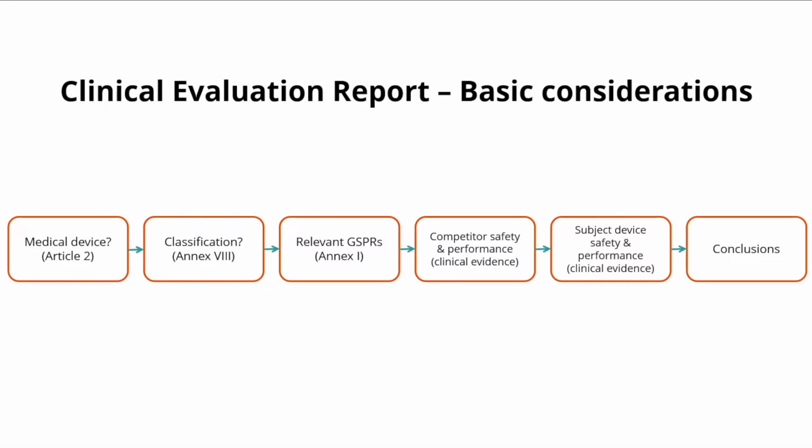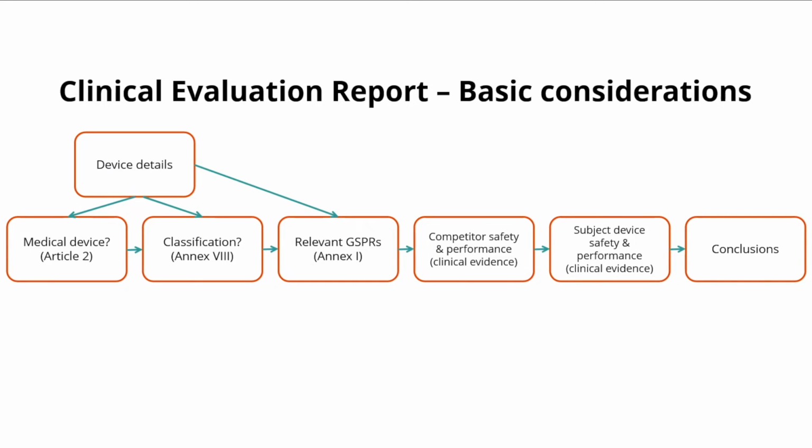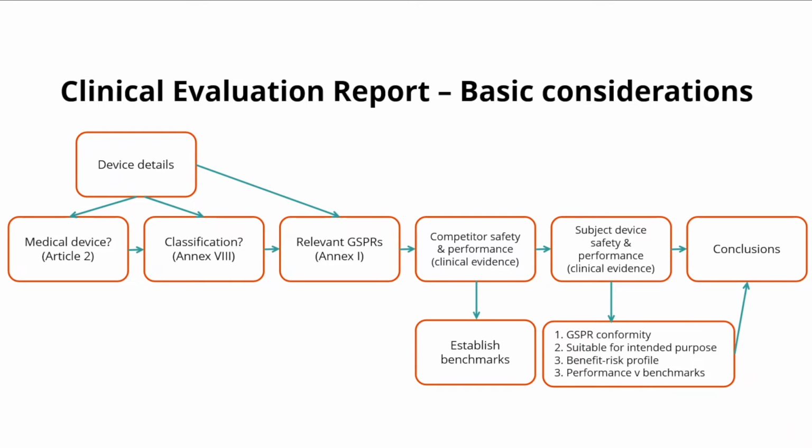But we then need to understand safety and performance of competitors or comparable alternatives. And we also need to collate, pull together and analyse all relevant data on the safety and performance of the subject device or the device under evaluation. And doing all of that will allow us to draw conclusions. And so basic device details are really all that's needed in order to complete the first three components there. But for other sections which are helping us achieve these goals, we'll need further information.